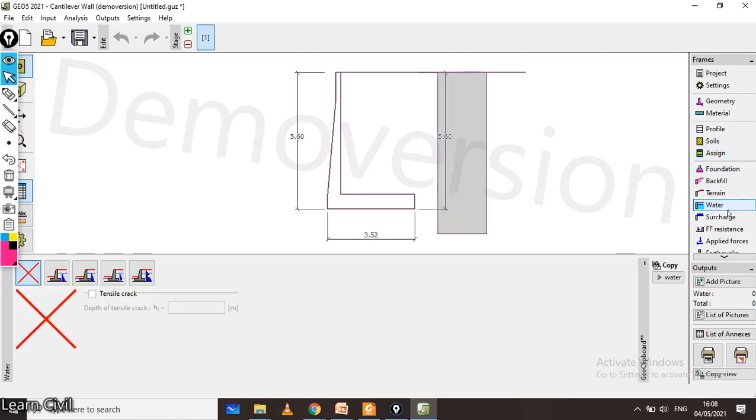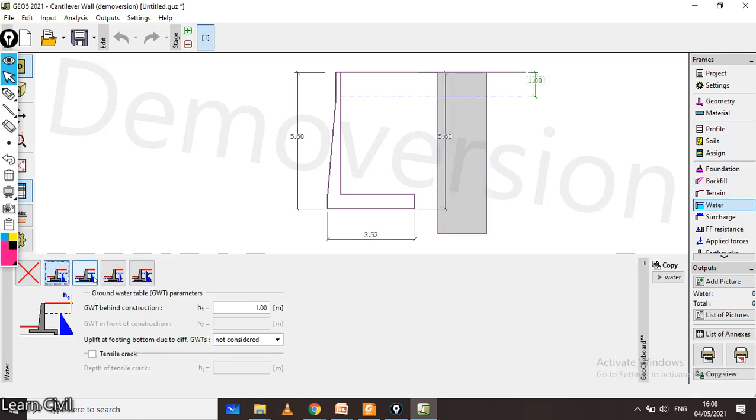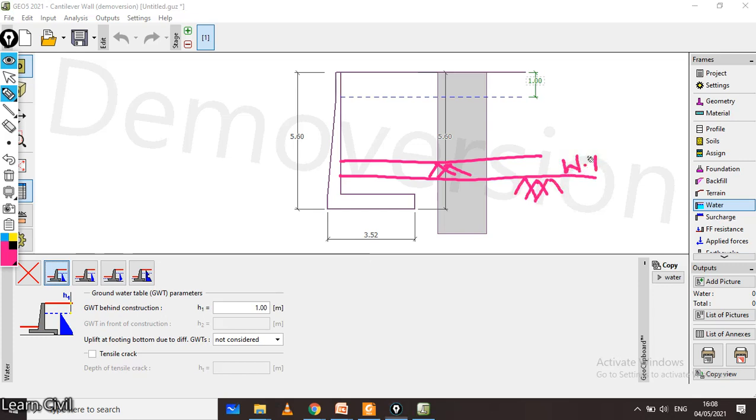Then we have water. Here we can provide the depth of water table, because if the soil mass is underground, let us consider it is underground, then we will be having some water table at this particular height or depth. This is the water table, then we can provide the height of water table here.